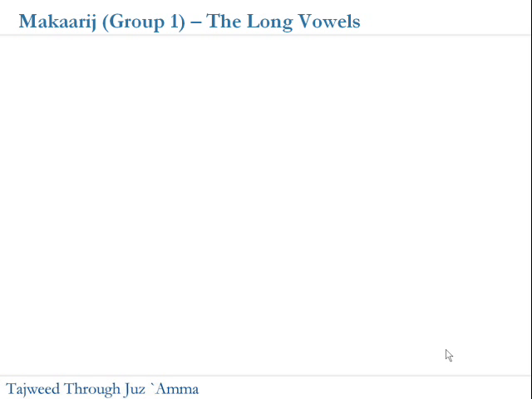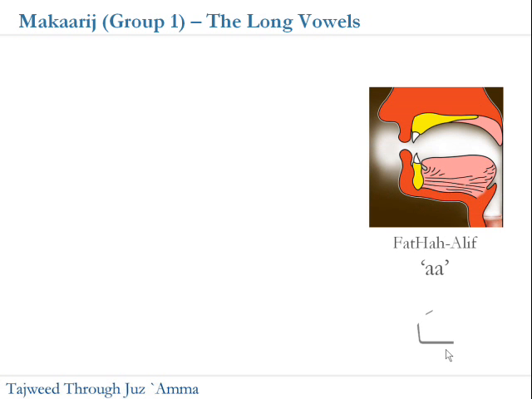Okay, so now we're going to go through the points of origination known as the Makhaarij, and we're going to group the letters up. So we've got 10 groups, and essentially the groups are either by letters that are made using the same organs in the mouth, or they originate in the same place as the mouth, and different scholars will group these up slightly differently. So the first set are the long vowels.